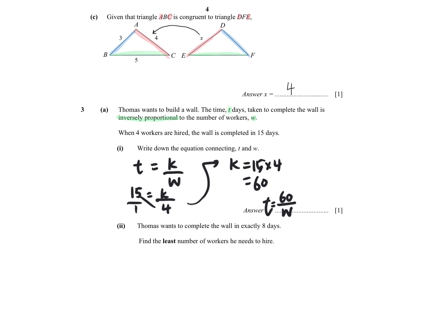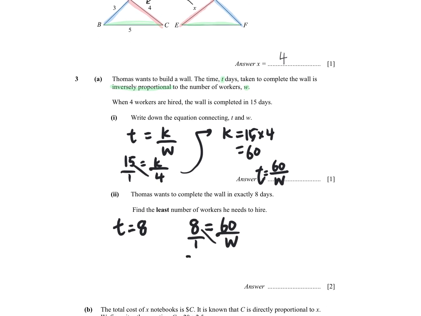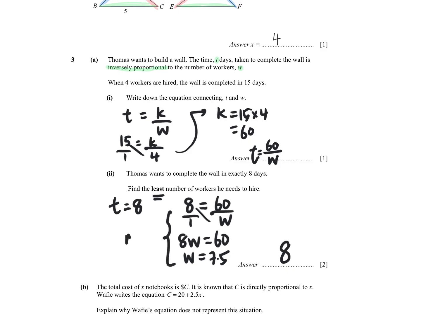Next one, in exactly 8 days, you sub in T as 8. So 8 is 60 over W. You cross multiply. 8W is 60. W is 7.5. So you need to at least have 7.5 workers, right? So you can't employ 7.5 workers. You cannot employ only 7, not enough. You need at least 7.5. So the least number is 8. So I need to see this and then the answer this.